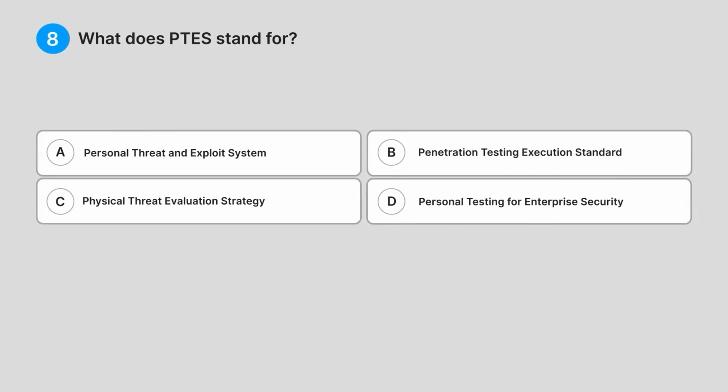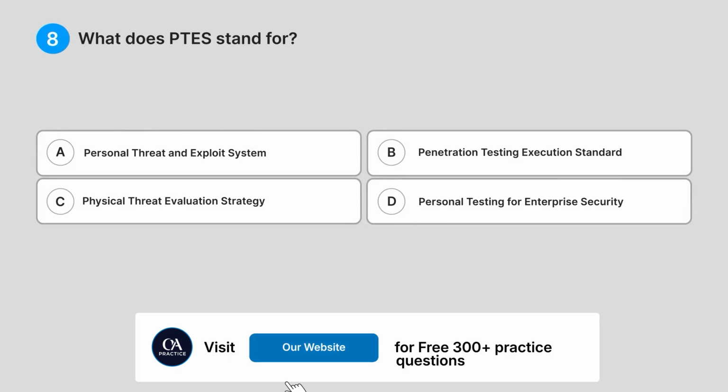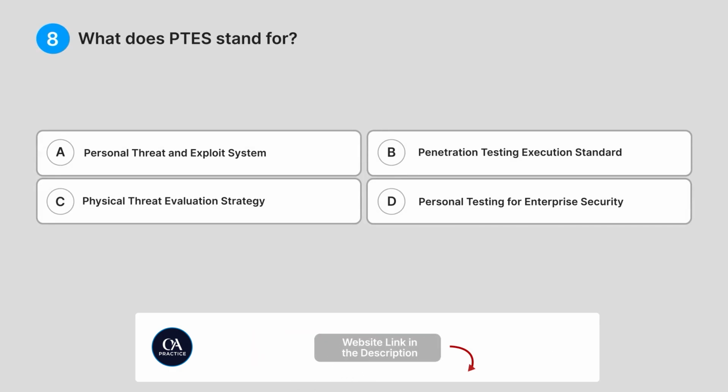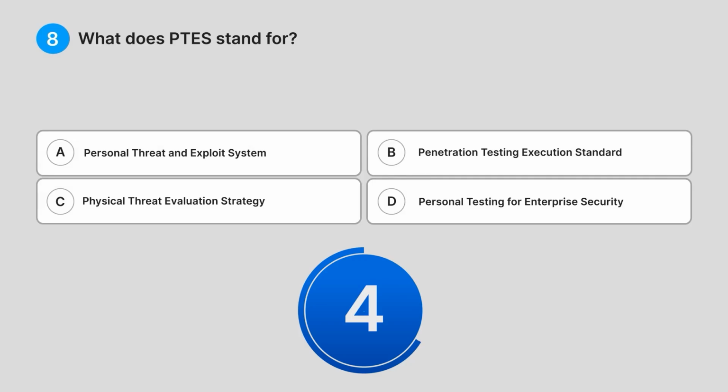8. What does PTES stand for? A. Personal Threat and Exploit System. B. Penetration Testing Execution Standard. C. Physical Threat Evaluation Strategy. D. Personal Testing for Enterprise Security. What do you think is the answer?